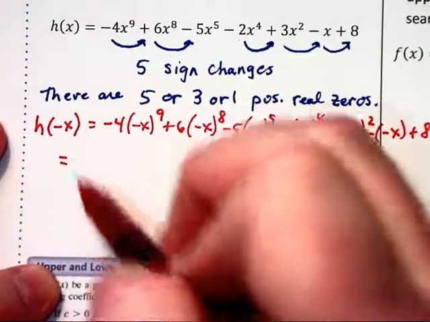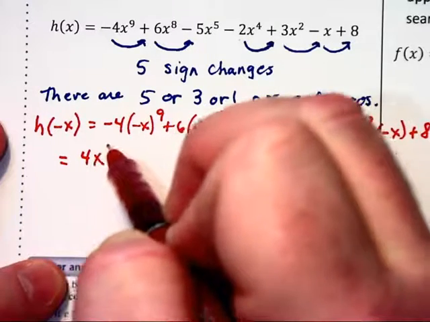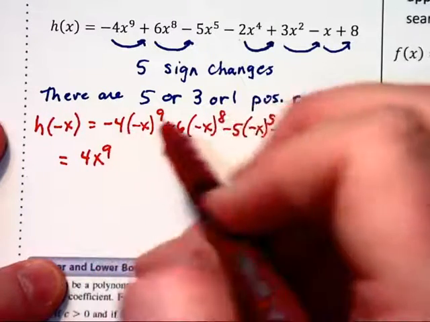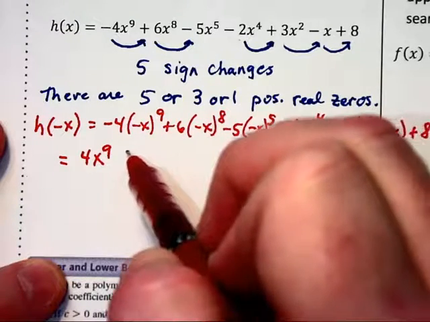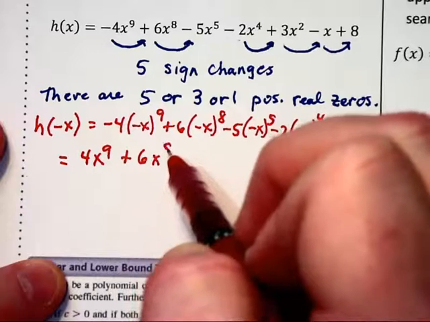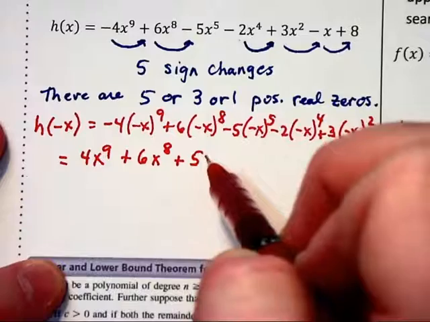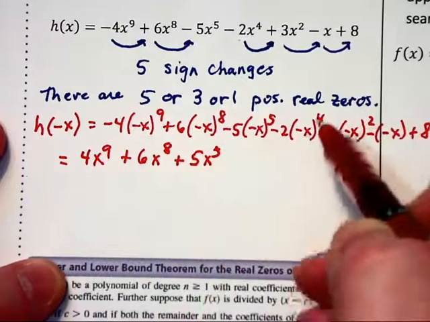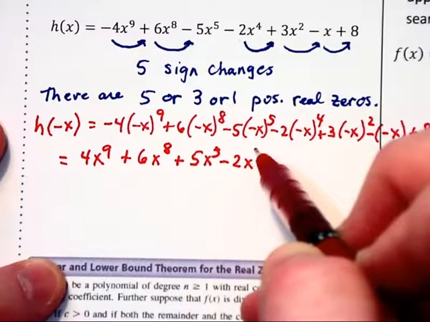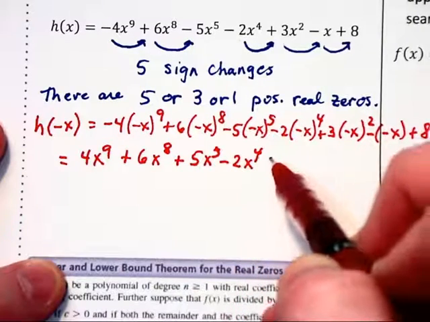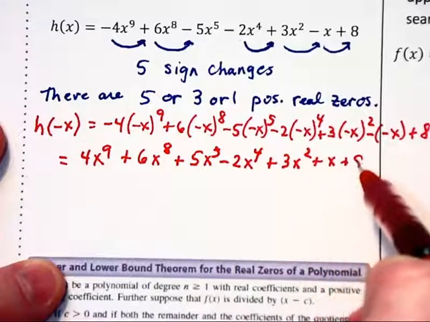Now we're going to simplify all that out, and that gives us 4x to the 9th because we have negative times negative. Now a negative to the even power is positive times 6, so we're going to have plus 6x to the 8th. That becomes a negative times a negative, so we have plus 5x to the 5th. Our x to the 4th term becomes positive times a negative 2. That makes negative 2x to the 4th. We'll have plus 3x squared plus x plus 8.